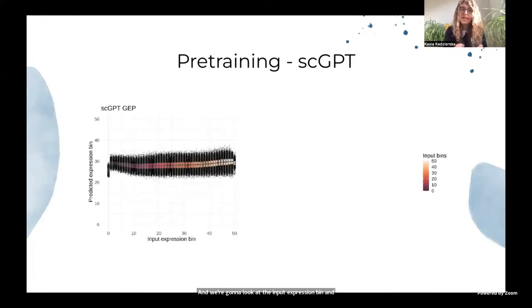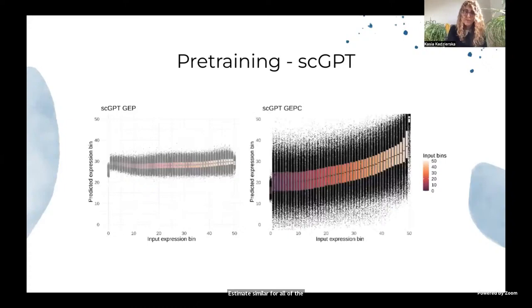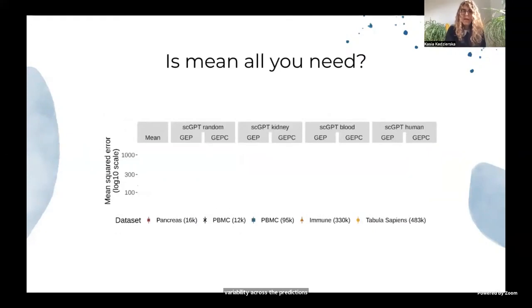And what we see in this first pre-training objective is that scGPT actually outputs a similar estimate for all of the input expression bins. That improves when we take the gene expression prediction from the cell embedding, GEPC, with more variability across the predictions. However, to get a more formal evaluation, we looked at the mean squared error, MSE, and to give us a baseline, we calculated the mean input expression bin for each gene across all cells and used that as a reference.